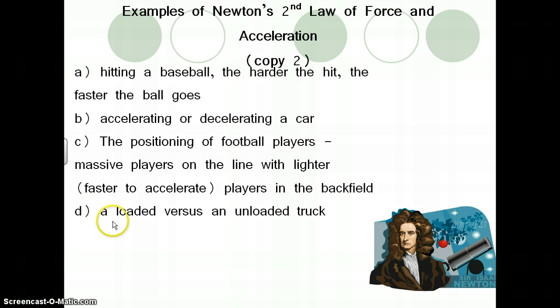And then you need to think about a loaded versus an unloaded truck. Think about those big 18-wheelers that are on the road. If you're coming up to a stoplight and you see a little VW Bug on one side and an 18-wheeler on the other, and the light's red, who are you going to want to get behind when the light turns green? Well, obviously, the little VW Bug is going to be able to go faster because it has less mass. So it's going to be able to accelerate faster. It's going to take that loaded truck a long time.